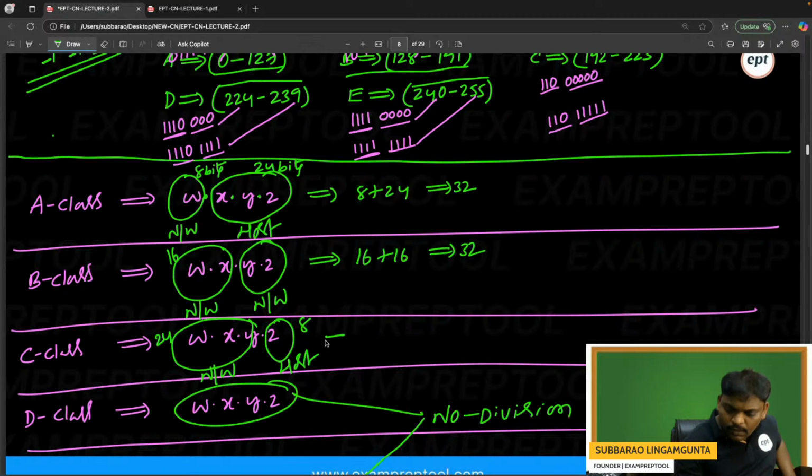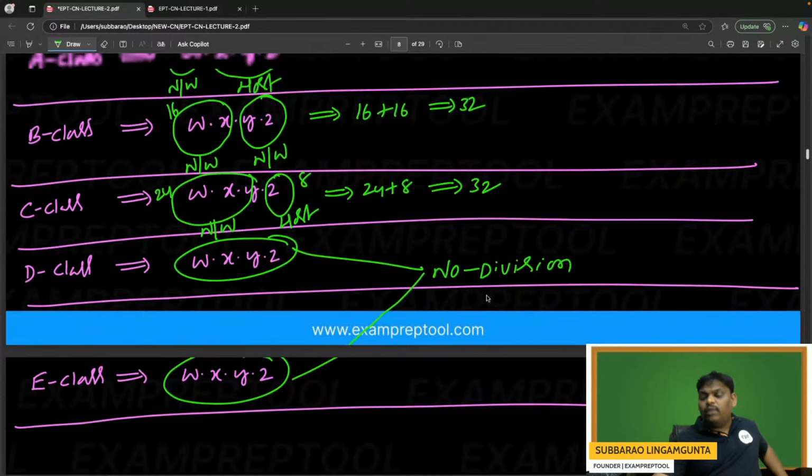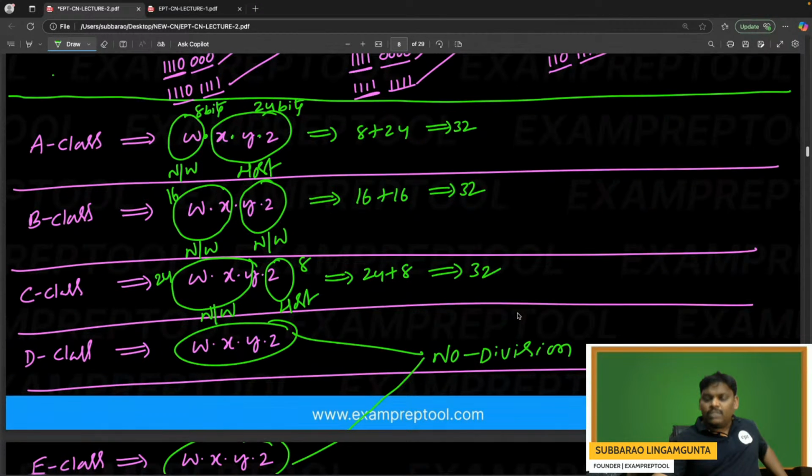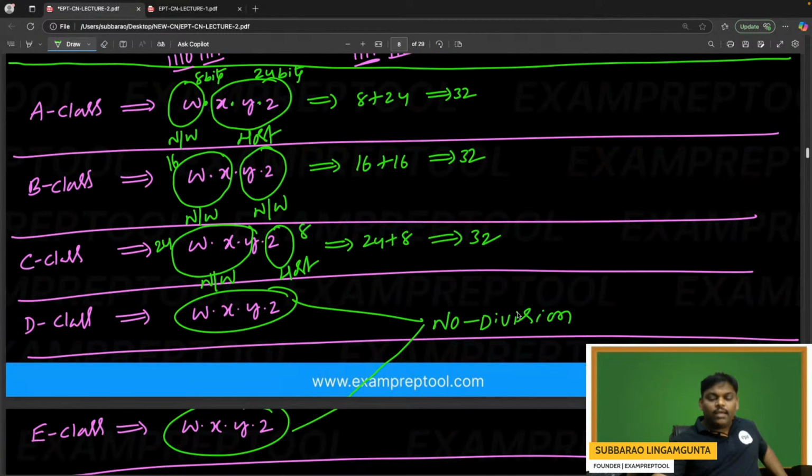Next one, what about this? Slowly increase. One more 8 added. What is the answer? 24 plus 8, 32. Reverse. Initially 8 plus 24, lastly 24 plus 8, 32. Right? Next one, D and E, no division. Understand? D and E, no division.